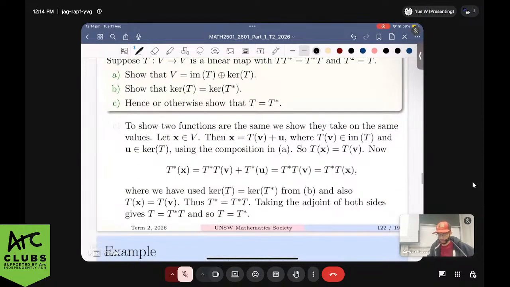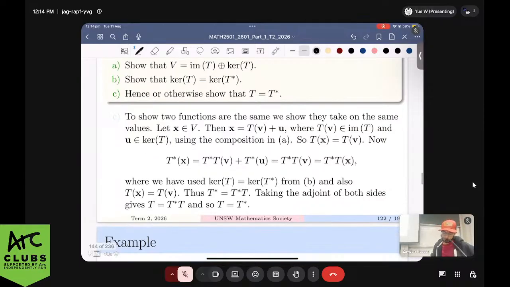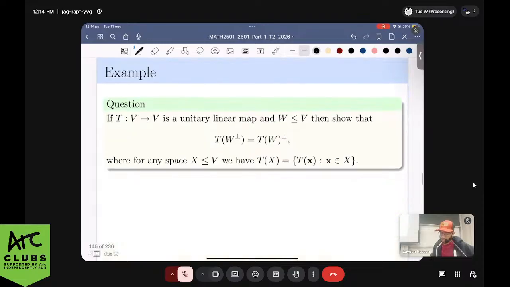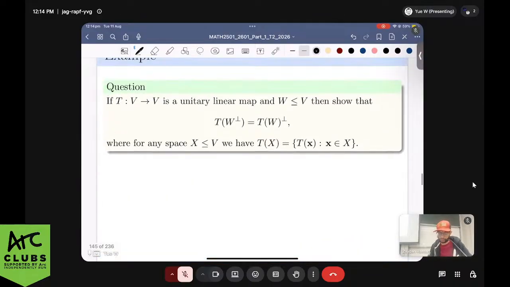Okay, so let's just go through this again. Be sure this works. Okay, so if T is a unitary map, then T of W perp equals T of W perp. By the way, what this means is like taking a function of a set.